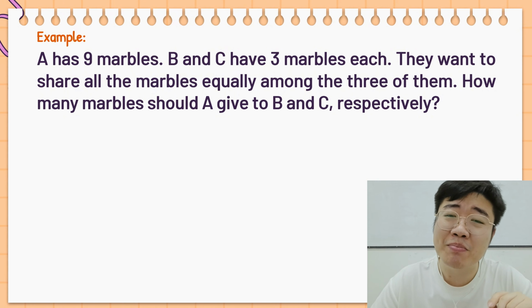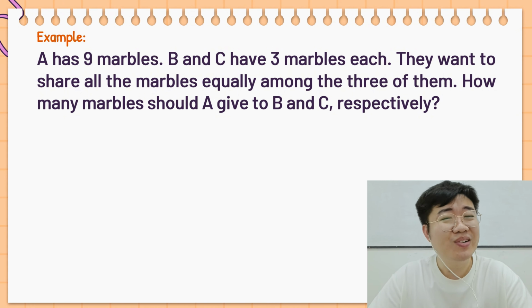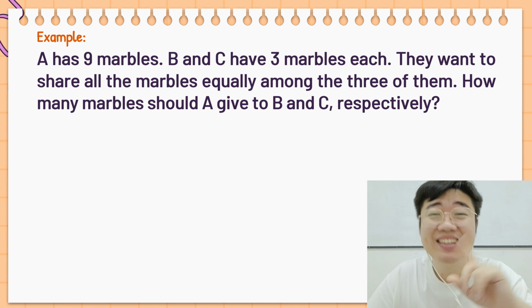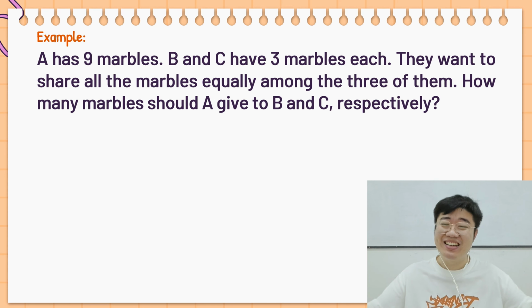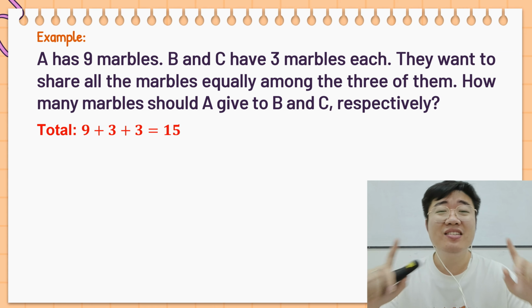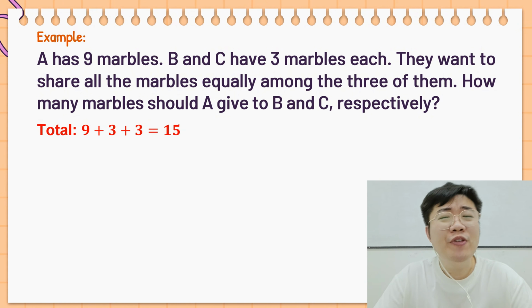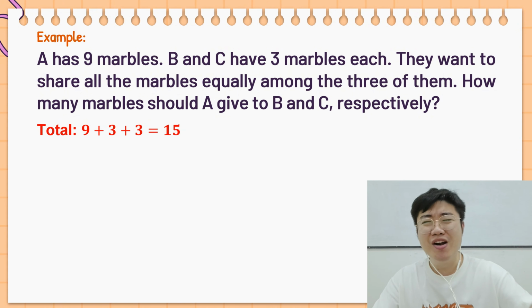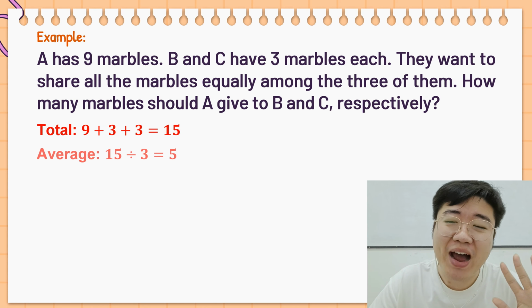Oh, we got 3 of them. So we already know the number. So do we know the total? We do not know yet. But can we find it? Yes, we can just add everything together. So let's do that now. So A, B, and C, we add the number of marbles together. 9 plus 3 plus 3 all together. This is 15 marbles. Now 15 marbles share among 3 of them. Each of them get how many marbles? Perfect. Each of them will get 5 marbles.